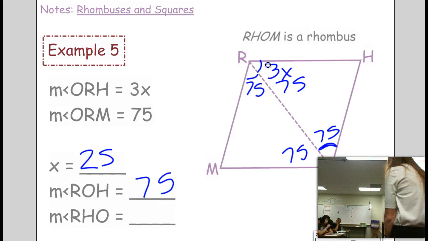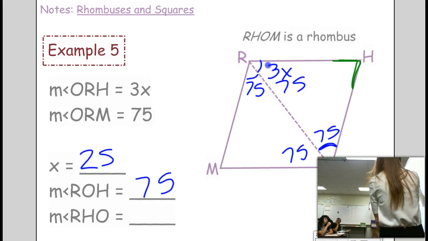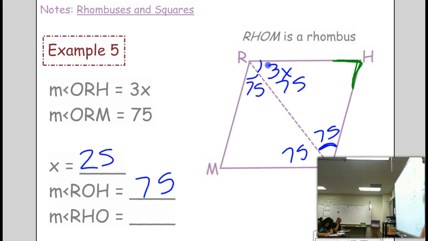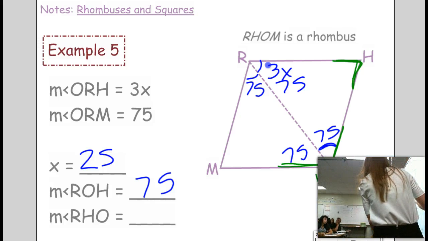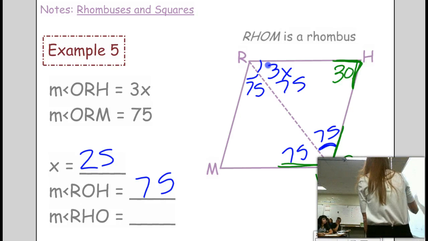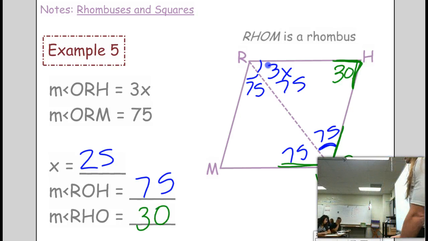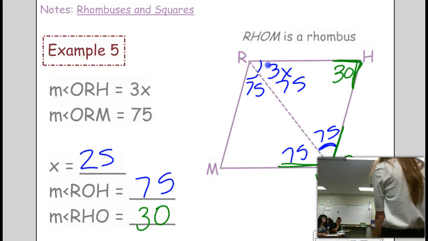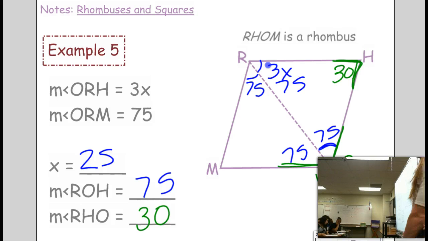And then RHO. Uh-oh. How do you find that one? It's not 75. Let's just find out what that whole angle is. 150. We go back to parallelogram properties. These are not opposite angles. These are consecutive angles. What are consecutive angles? Supplementary. 180 minus 150. Consecutive angles are supplementary. These add up to 180 always, whether you're a rectangle, rhombus, square, parallelogram, every time.